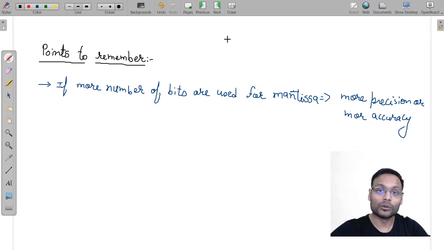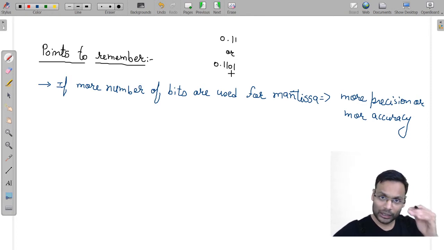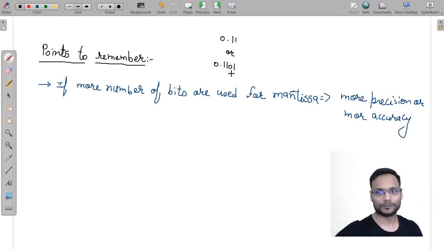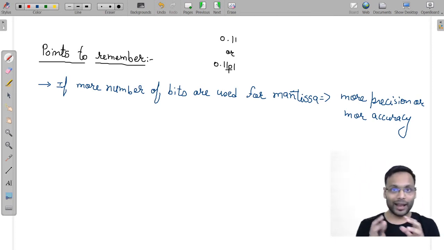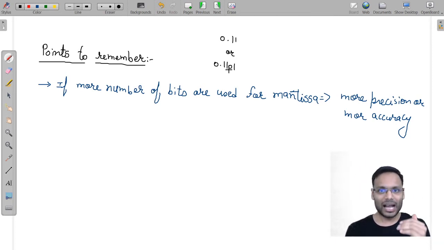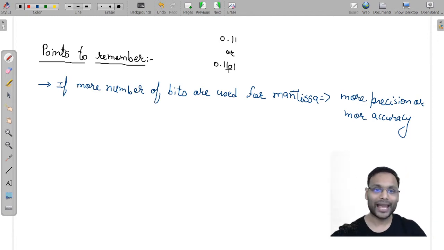How can I prove it? If I am giving you 0.11, instead of that, if I am giving you 0.1101, you only tell me which particular number is more accurate. Second one. Why? After the point, it is giving me more bits. Understood? So if I can store more number of bits in Mantissa, then I can store more precise number. If I cannot store more bits in Mantissa, I might lose some bits because of that. So more number of bits in Mantissa means more precision, more accuracy.